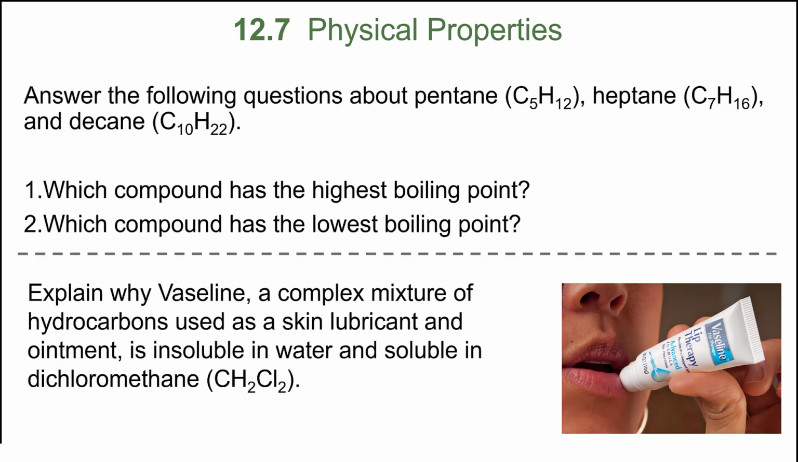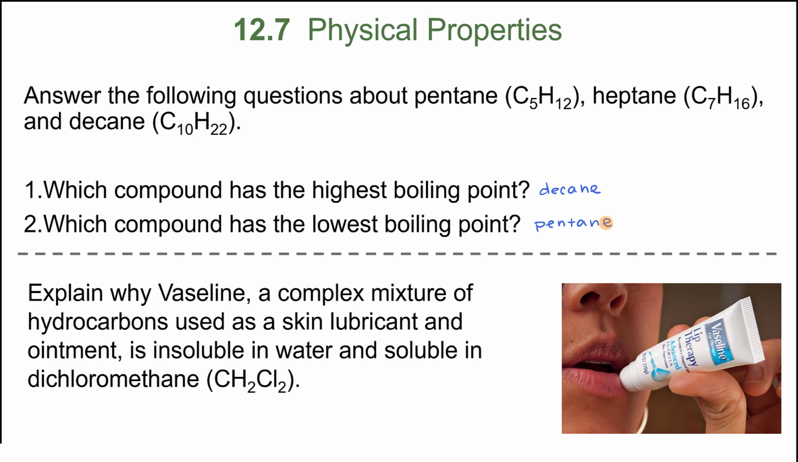So if we're answering questions about pentane, which has 5 carbons, heptane has 7, decane has 10, which one has the highest boiling point? Well, decane has the most carbons, so that one will have the highest. The one with the lowest boiling point is going to have the least number of carbons, so that is pentane.